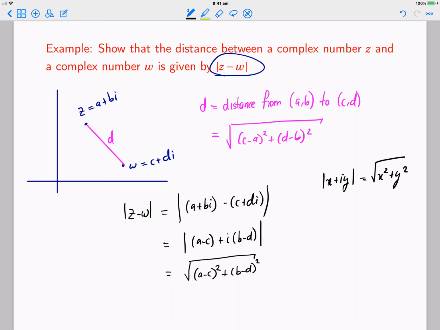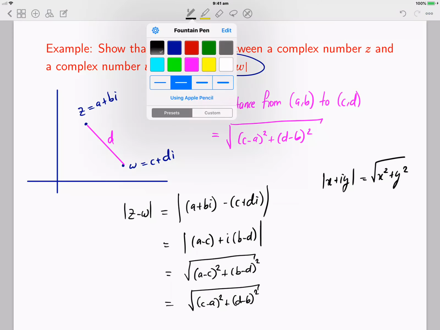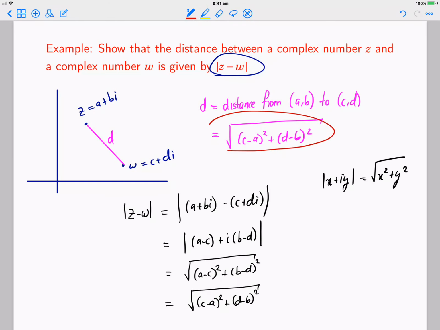And this is obviously the same as saying the square root of (c minus a) squared plus (d minus b) squared. Because we're squaring, it doesn't matter if we multiply the inner bracket by minus 1. And now you can see that this is the same as this. Or in other words, d, the distance between z and w, is the same as the modulus of z minus w. So that's why that's true. And like I said, this is a very useful thing to remember.